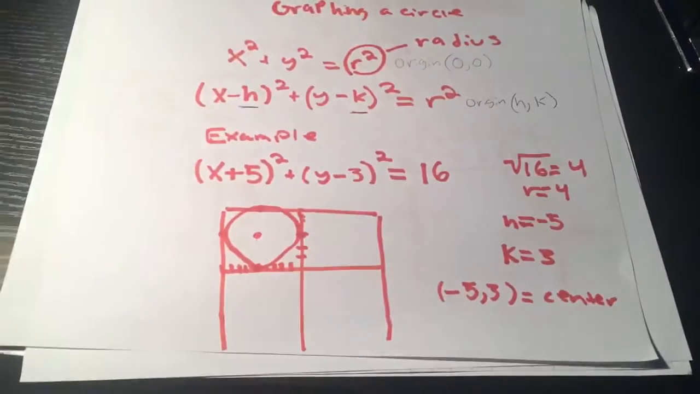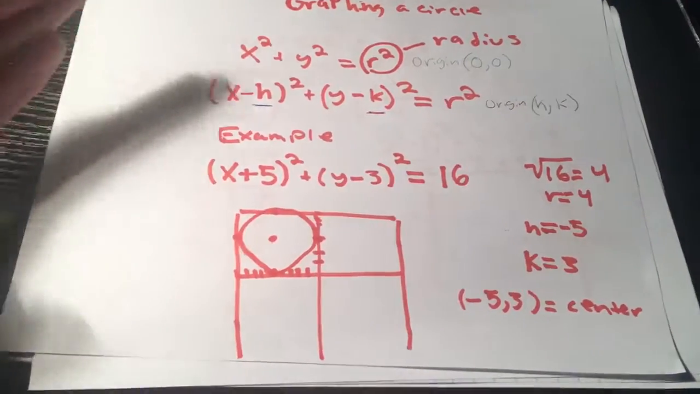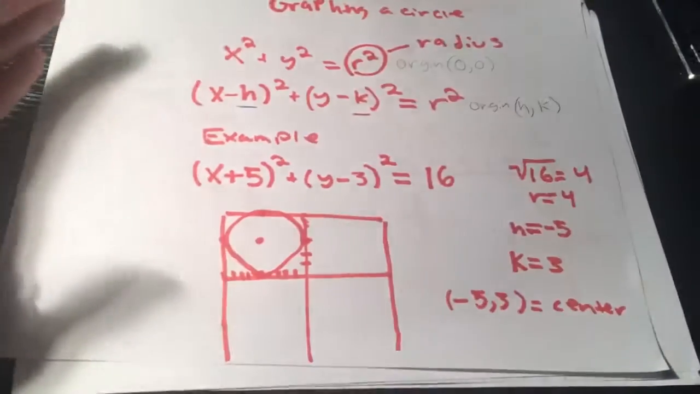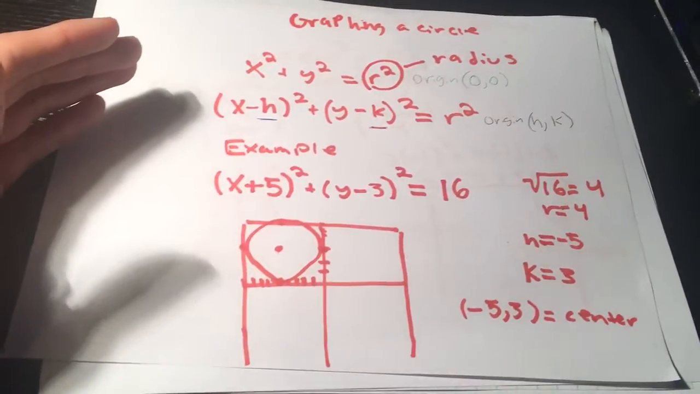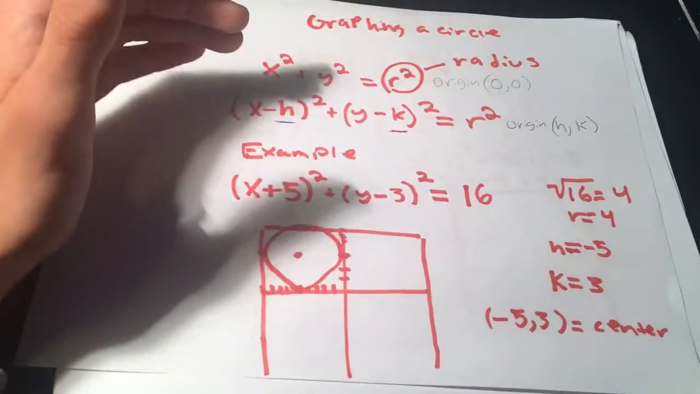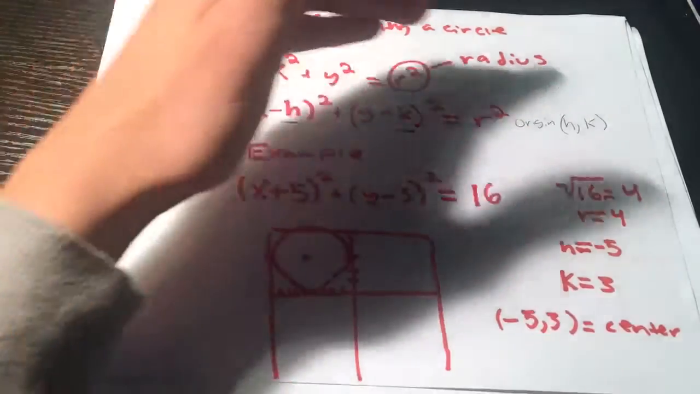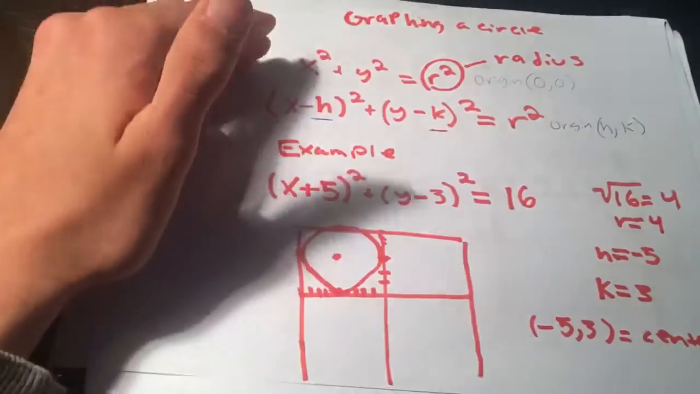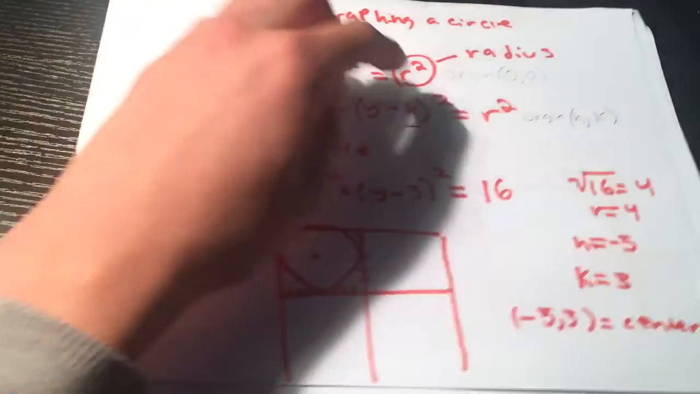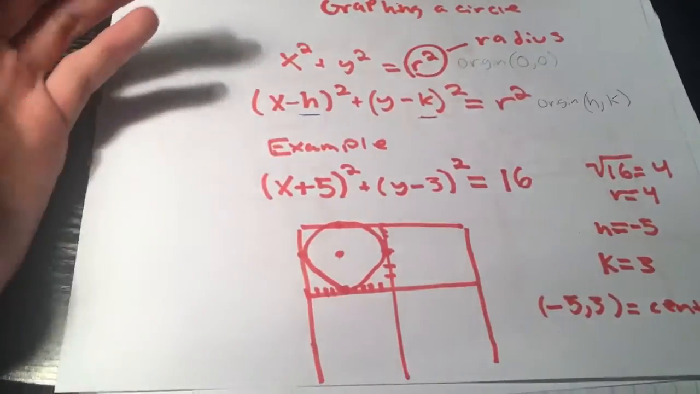So graphing a circle, this is the easy one. Parabolas, not so much, but let's focus on this right now. So, r squared, radius, and this one's an easy one. This one is just 0, 0, because there's no h or k. If you ever see anything like this, you're in luck, because all you have to figure out is the radius, and you're chilling.